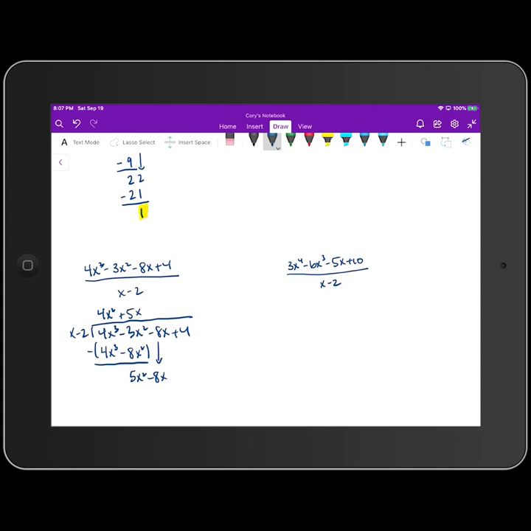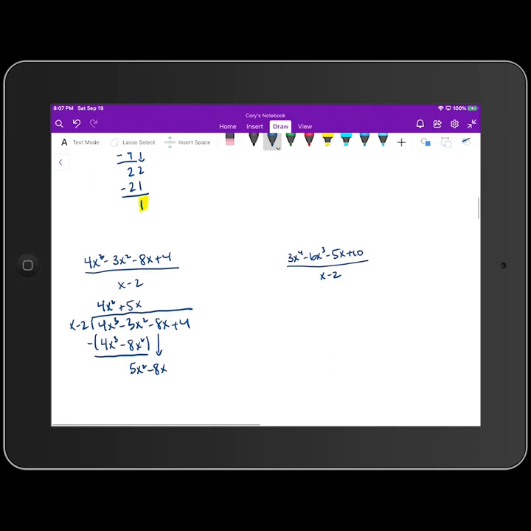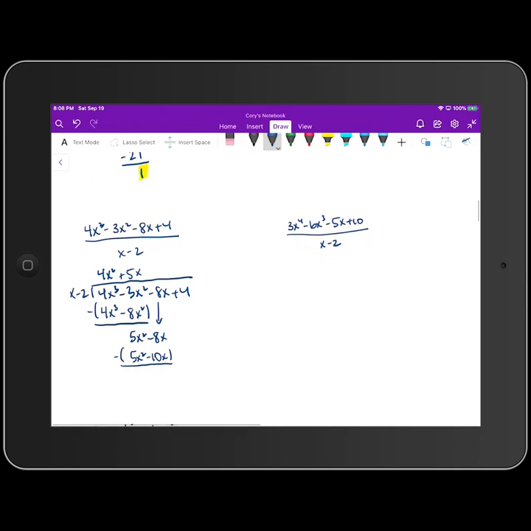So we're going to distribute 5x across both terms out front. So 5x times x is 5x squared. 5x times negative 2 is negative 10x. And then we're going to subtract the result. And when we do that, we get the 5x squareds to cancel. Negative 8x minus negative 10x is negative 8x plus 10x, which is 2x. And then we bring down the last term in line, which is plus 4.